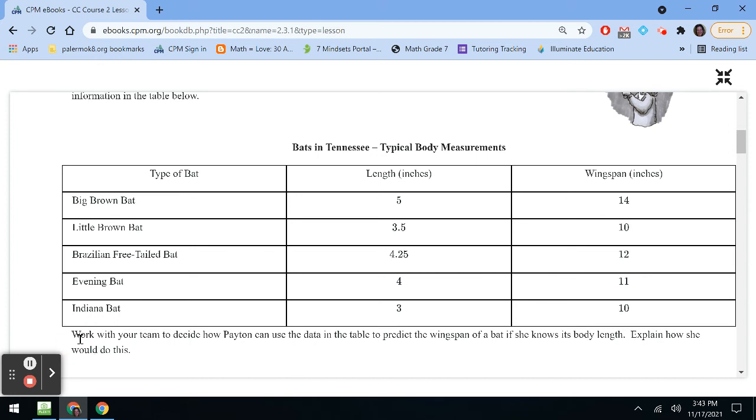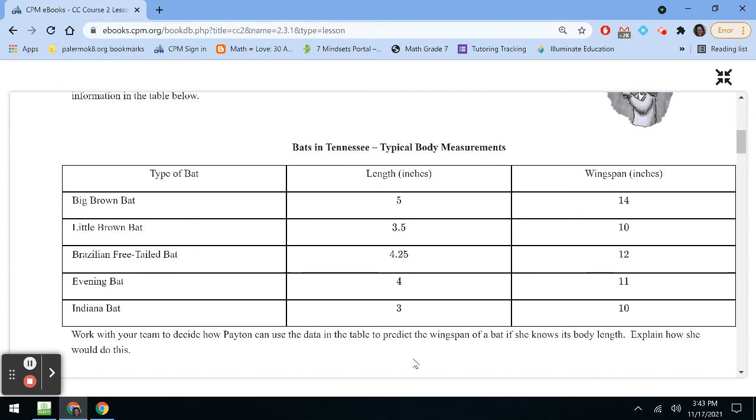So the first part of this says, work with your team. So I'm looking right here. Work with your team to decide how Peyton can use the data in the table to predict the wingspan of a bat if she knows its body length. Explain how she would do this. Now, this is a big stumbling block over the years and also again this year.